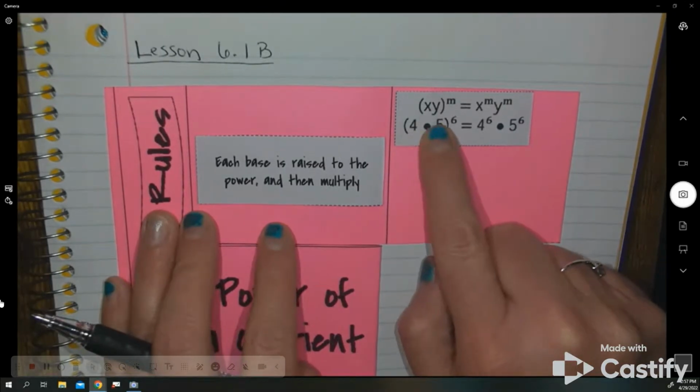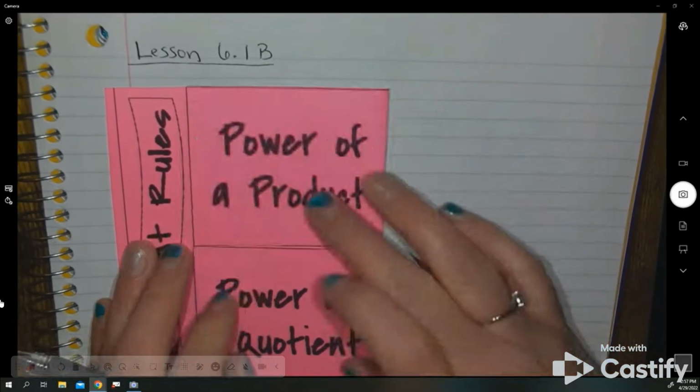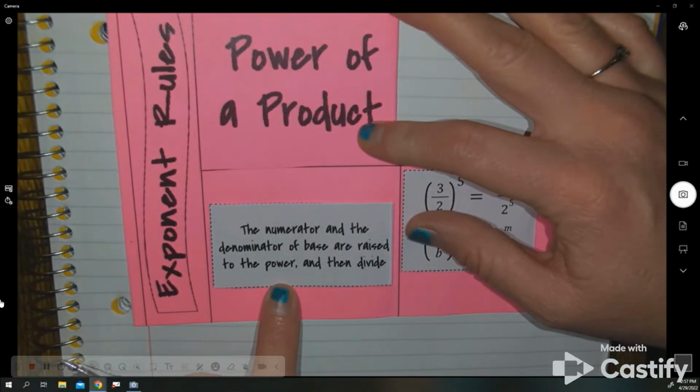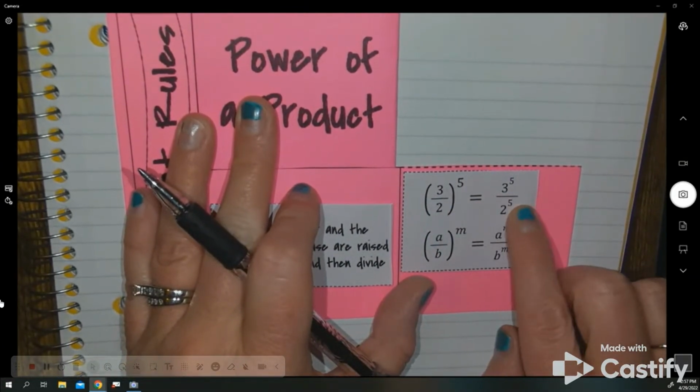This one we have 4 times 5, and the whole set of parentheses is raised to the 6th power. So that's like saying 4 to the 6th power times 5 to the 6th power. We also have power of a quotient. And in power of a quotient, the numerator and the denominator of the base are raised to the power, and then you divide. So for example, if I have 3 halves raised to the 5th power, it's really like 3 to the 5th over 2 to the 5th.